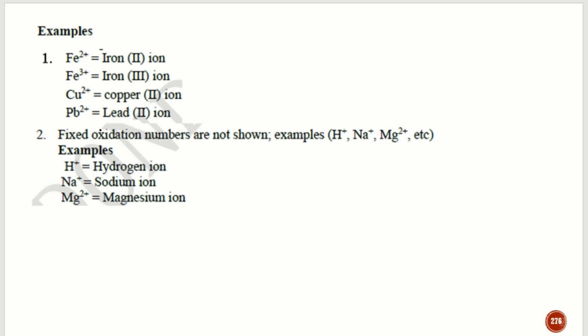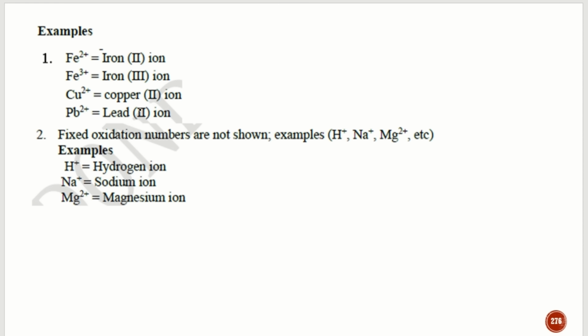With those that carry fixed oxidation states like H+, Na+, Mg2+, etc. H+, H stands for hydrogen. So we'll call this hydrogen ion. You don't have to tell us that it's hydrogen(I) ion, because hydrogen does not have a variable oxidation state. It only exists in one state, which is it carries an oxidation state of +1. So that is how we name simple cations.